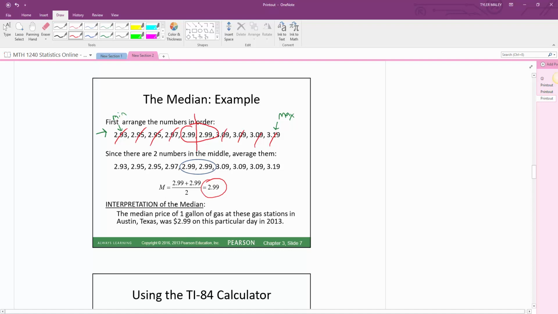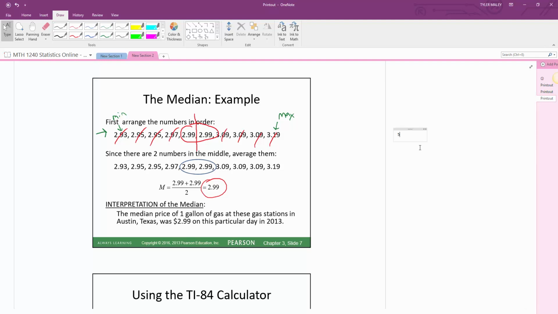So here's an interpretation of the median. It says the median price of 1 gallon of gas at these gas stations in Austin, Texas was $2.99 on this particular day. But we could say something even more, which I think is a more powerful interpretation, and that's understanding the definition of a median. So we could say something to the effect of, let me type here.